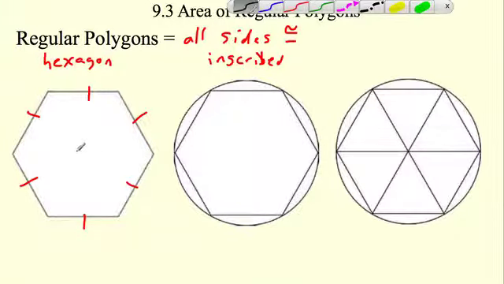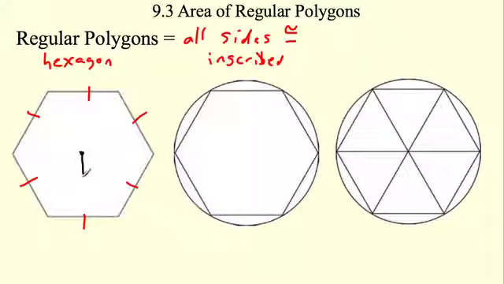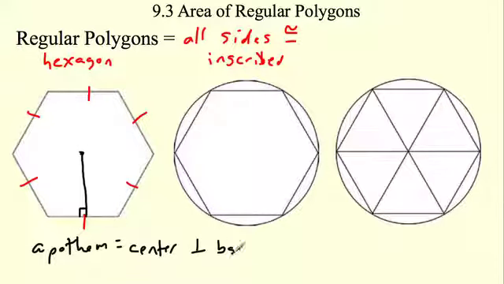A regular hexagon has a center. And from this center, I can go straight to one of these sides right here. It makes a right angle. This is called the apothem. What this does is it goes from the center, and it's a perpendicular bisector of the side. So it's a perpendicular bisector of one of the sides.